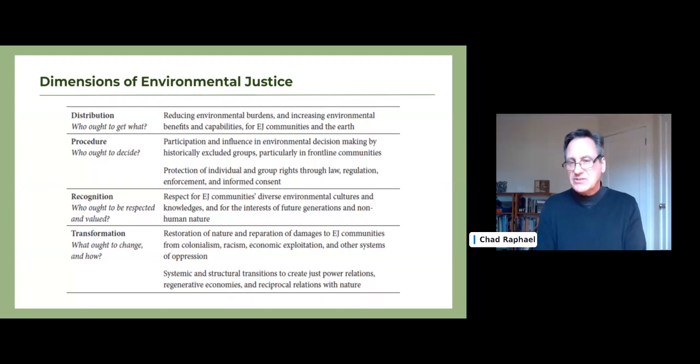And it's about protection of individual and group rights, because many indigenous communities would say group rights are primary, more so than simply individual atomistic rights, through law and regulation, enforcement, and informed consent, including informed consent to research, to participating in research, as well as siting of facilities. Third dimension of EJ has to do with recognition justice, whose knowledge and culture should be respected and valued.